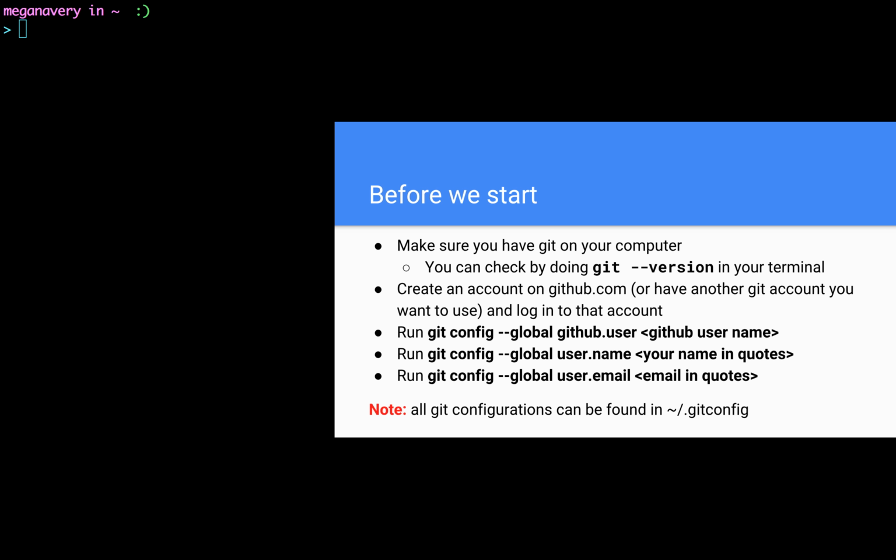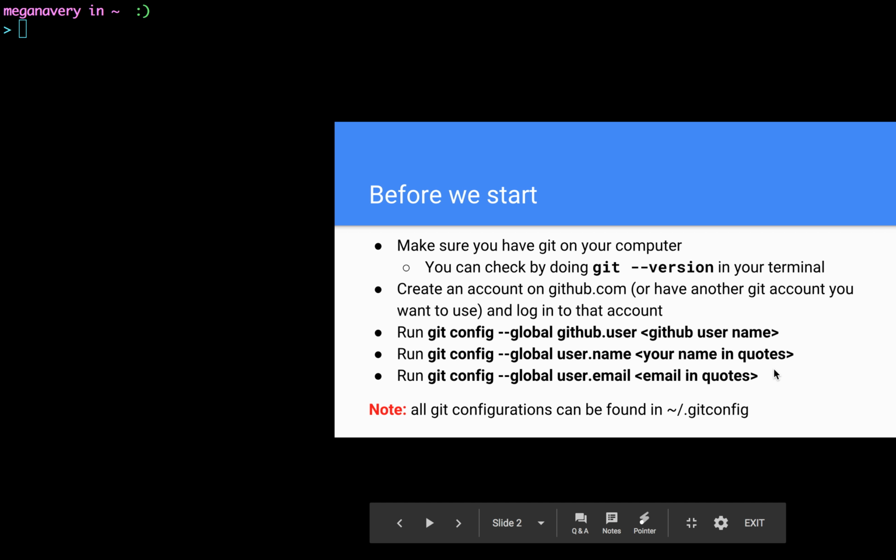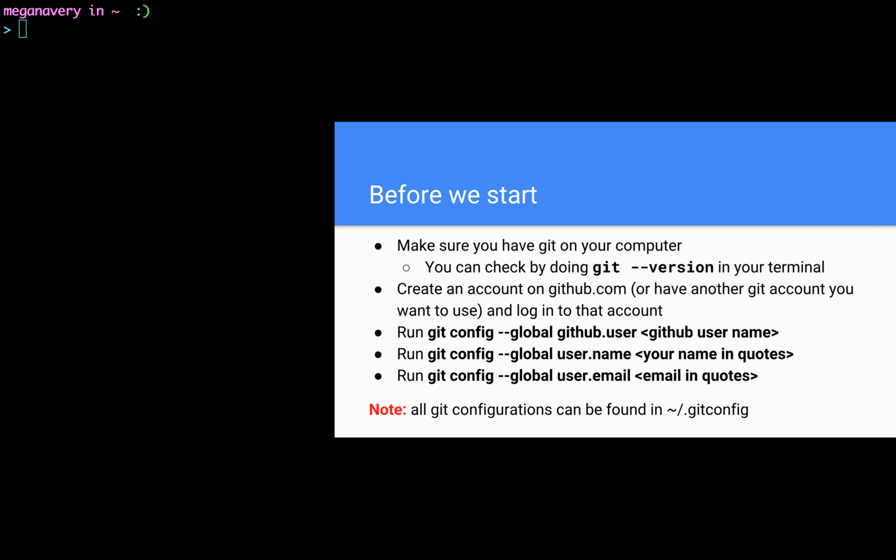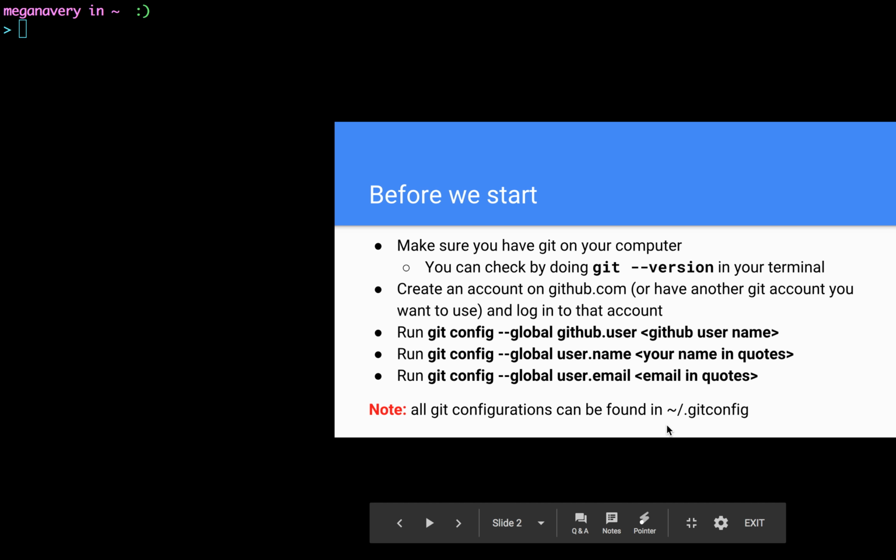And you also want to create an account on github.com or have another Git account that you want to use, maybe one associated with GitLab through your work, and log into that account. And if you haven't ever set up your configuration for Git through your command line yet, you'll want to run these 3 commands. So the git config to set your GitHub username, to set your name, and to set your email. And that's just the information that'll be used whenever you push or pull from your repo. And all your Git configurations can be viewed in your ~/.gitconfig file. And you can also edit them there too if you don't want to edit them through those command line commands.